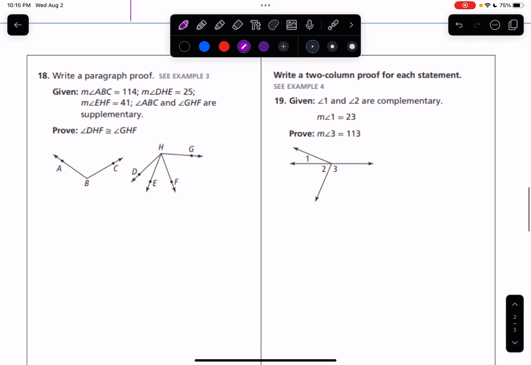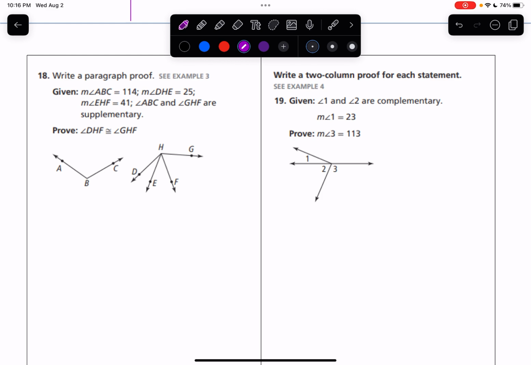Number 18, write a paragraph proof. All right, paragraph proofs are a little interesting because they are all different. So it depends on what you want to write. And as long as your work makes sense logically, as long as it flows and as long as everything that you've written has a reason included for it, then you should be fine with your paragraph proof.